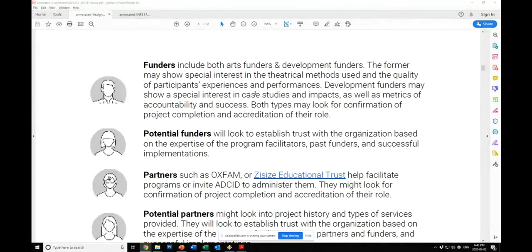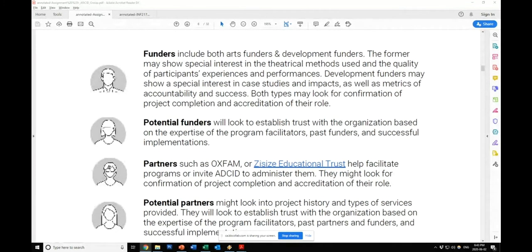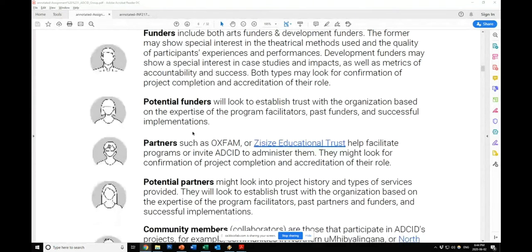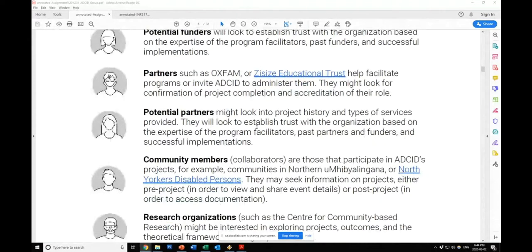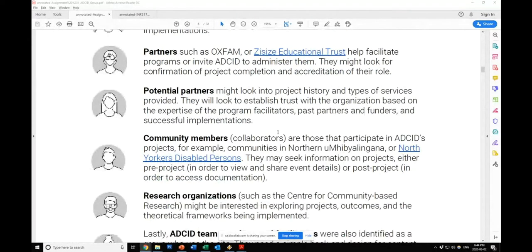So in this case, they do a listing of the various audience types that are coming to the website and what they're seeking. Funders include both arts funders and development funders. The former may show special interest in the theatrical methods used and the quality of participants' experiences and performances. Potential funders will look to establish trust with the organization based on the expertise of the program facilitators and so on. Partners such as Oxfam help facilitate programs or invite ADCID to help administer them. Potential partners might look into project history and types of services provided.